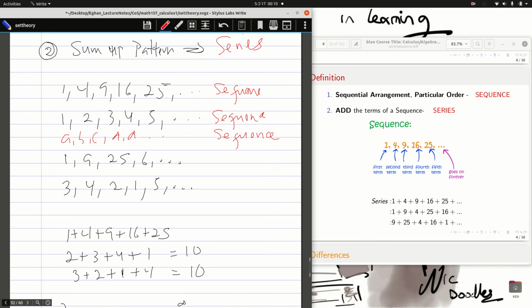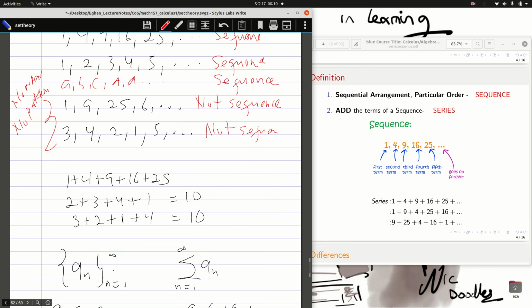If I move to the next example, it is separated by commas, but this is not a sequence. Why? I don't see any pattern of the arrangement. 1, 9, 25, 6. It is not ordered. The last example is also not a sequence. I've already explained why. There is no pattern, or there's no order. I can't tell what is happening, so it is not a sequence. So you get to know this.